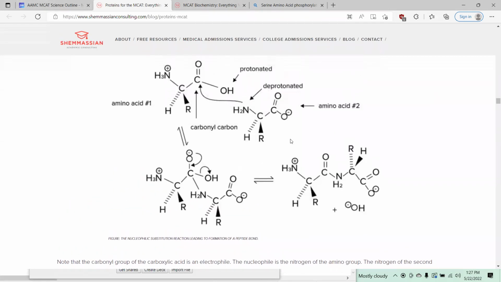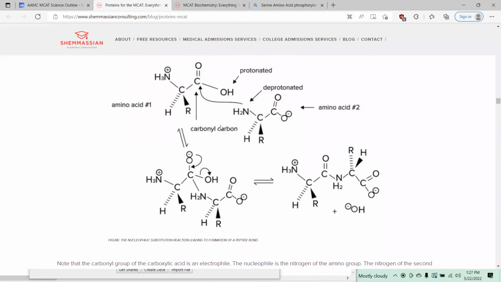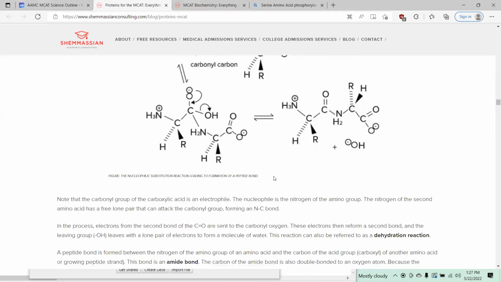And so you'll notice the important thing is that a molecule of water is produced. This is an OH, but it'll pick up an H from somewhere and it'll become a water, right? So a molecule of water was produced. This is a dehydration reaction, I believe. Yes, I think this is a dehydration reaction because water was produced.